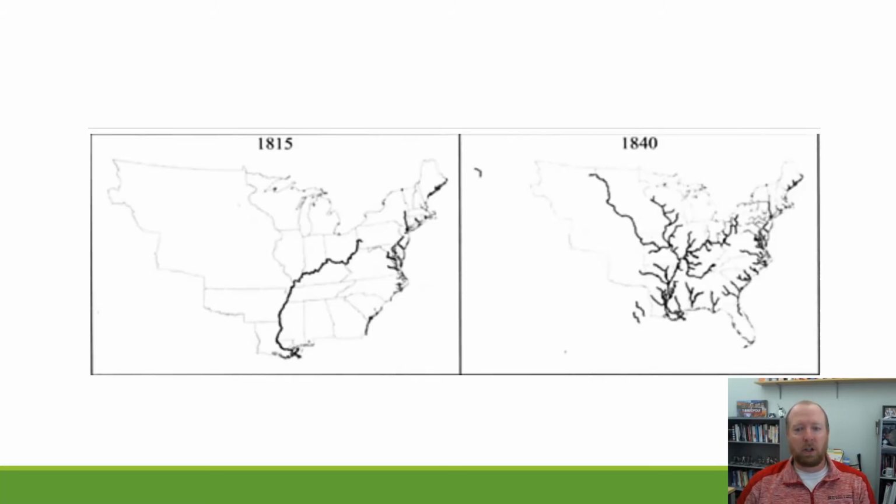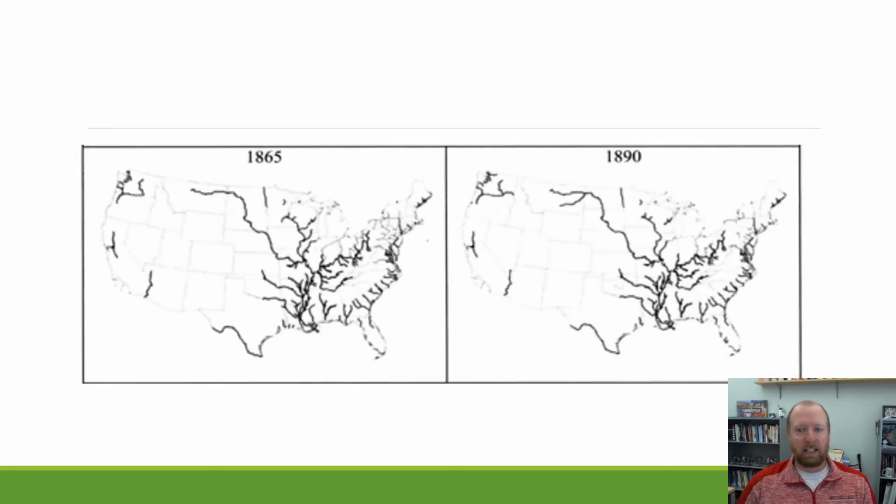So here's just a few pictures to show how much water transportation grew. So in 1815, this is where they had the navigable rivers. They had machinery to be able to go up and down the river. By 1840, it expands greatly. By 1865 and 1890, just very large increases. The steamboat being one of the biggest drivers of innovation that allowed this to happen.